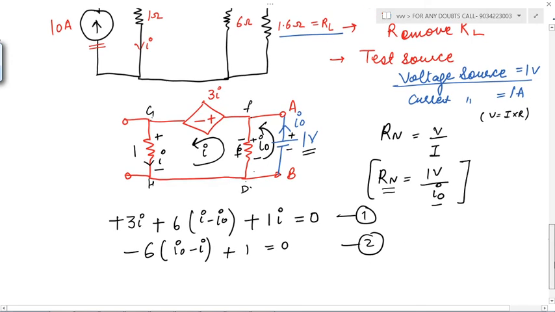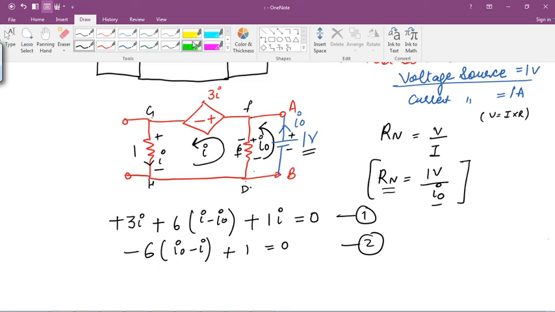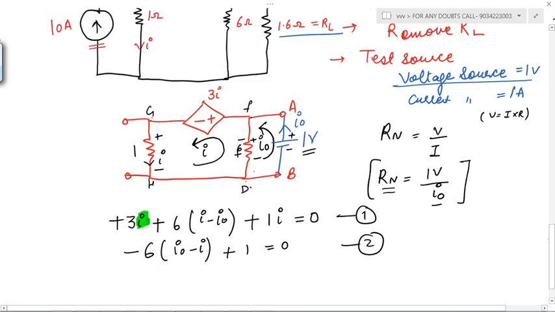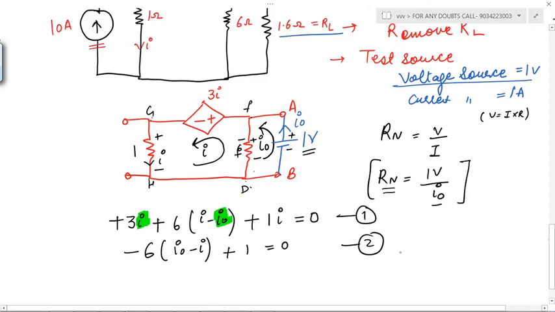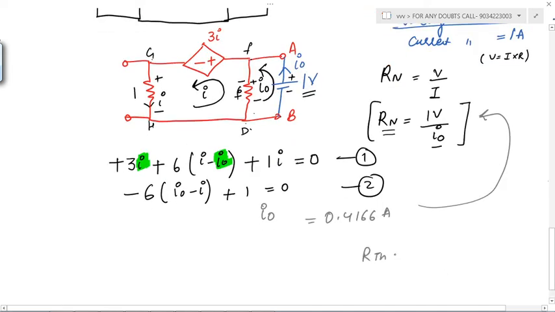Now we need to see how many variables there are. In this, one variable is I and another variable is I naught. We have two variables and two equations, so we can solve this. After solving, we get the value of I naught as 0.4166 ampere, okay. If we put the value here, then we get the value of Rth equal to 2.4 ohm. Sorry, Rn is 2.4 ohm.